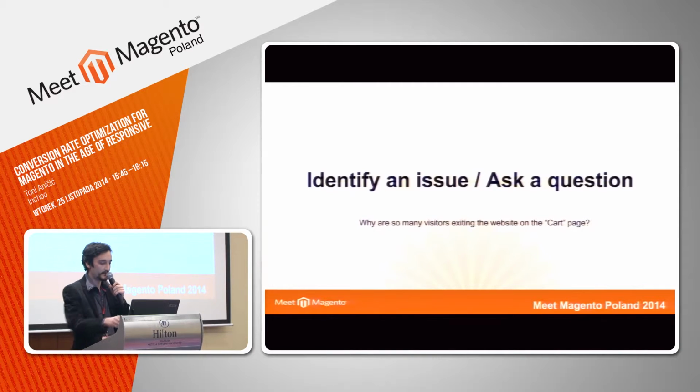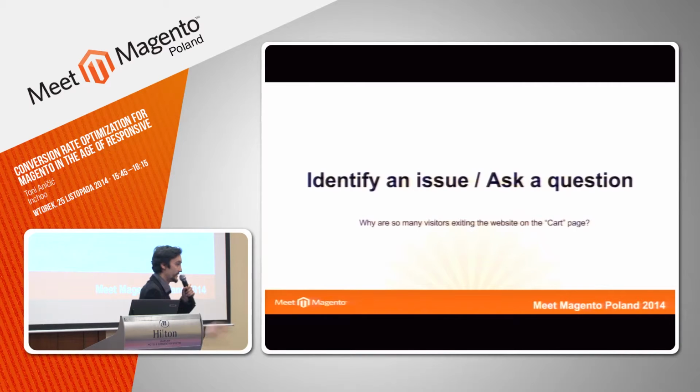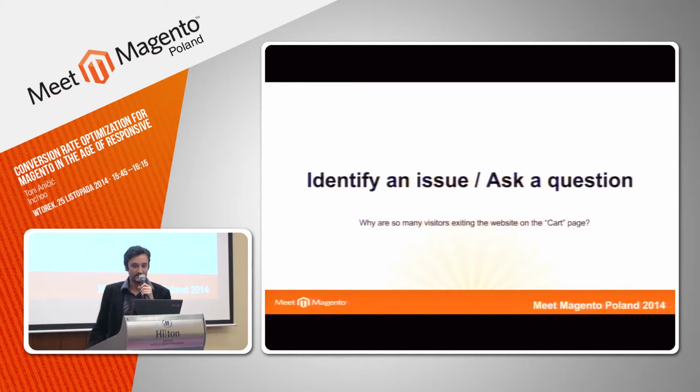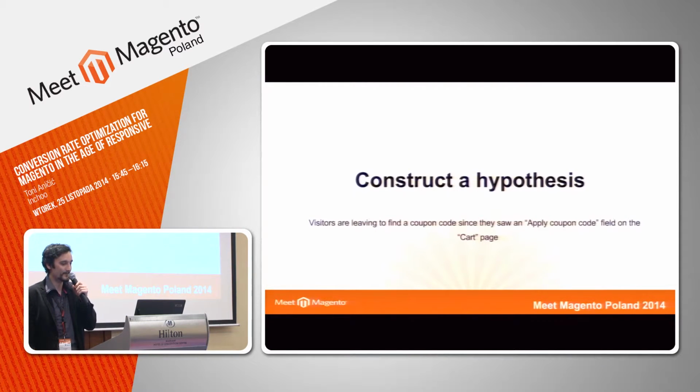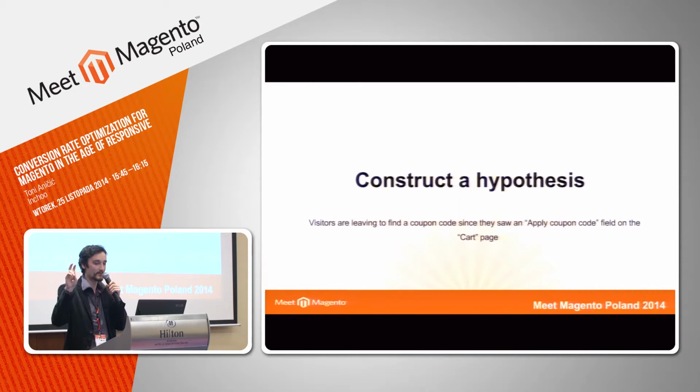This one could be easily identified through Google Analytics because you have a page exit metric, and you can benchmark yourself against other similar stores and see, I'm losing a lot of visitors on the cart page. What's the problem? You can then construct a hypothesis. That's step 2. Visitors are leaving to find a coupon code since they saw an apply coupon code field on the cart page.